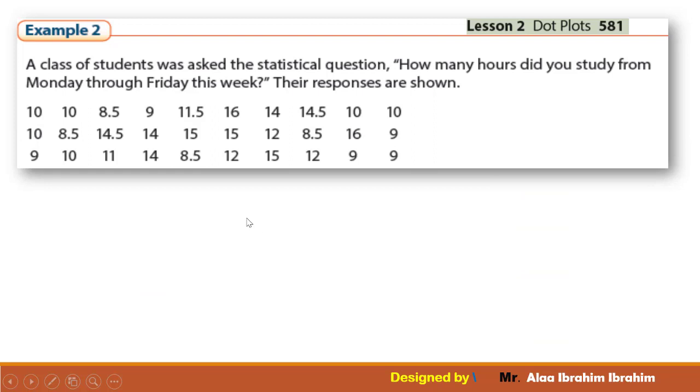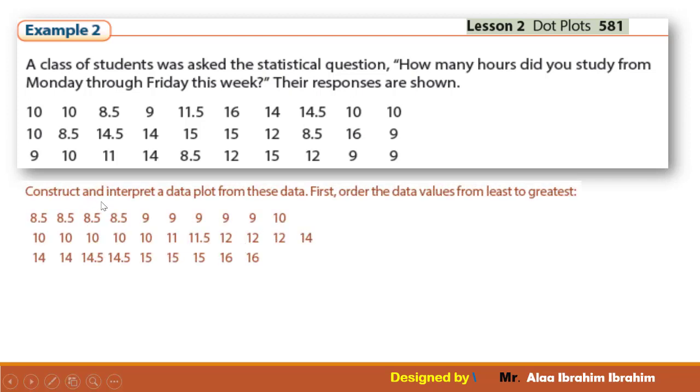Now example number 2. A class of students was asked the statistical question: how many hours did you study from Monday through Friday? This means the week, days. So we're dealing with days in this week. The responses are shown. I give you the responses for all students like this. So we have to arrange them. This is the first time I have to arrange from smallest to greatest. It will be good. Okay, like this.